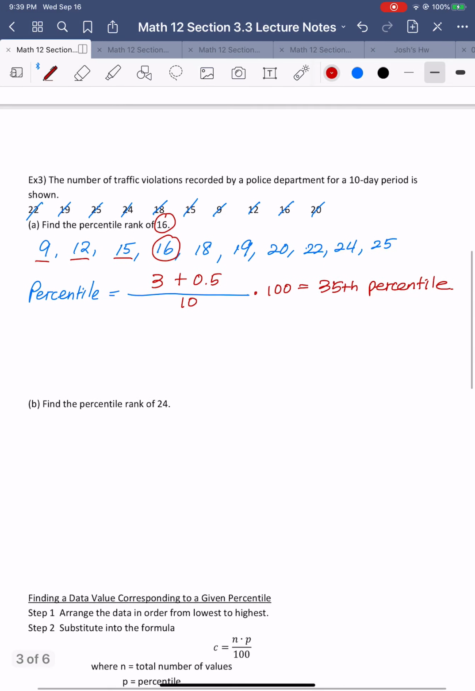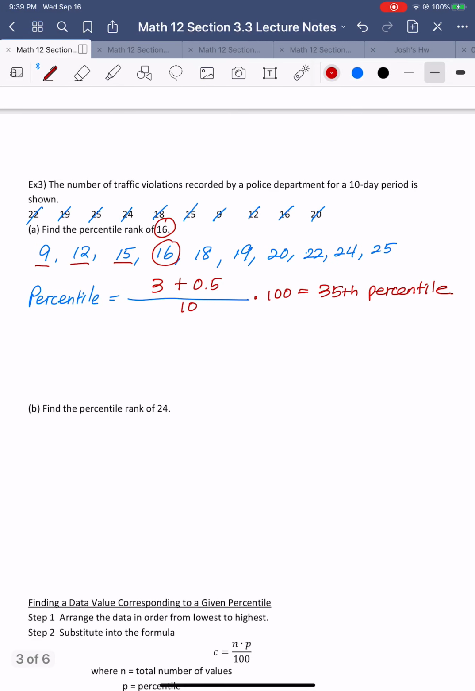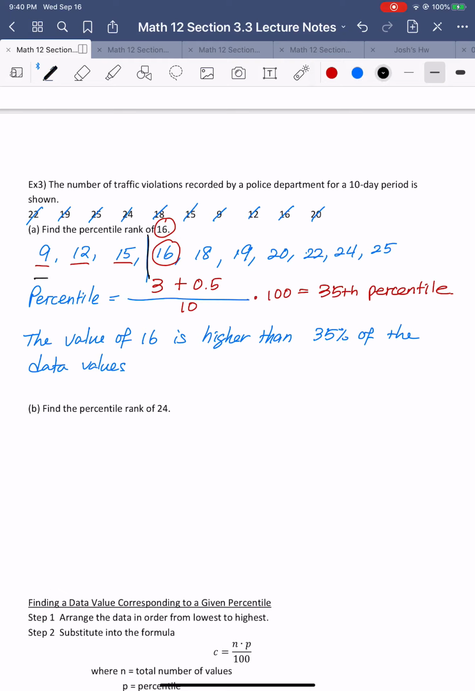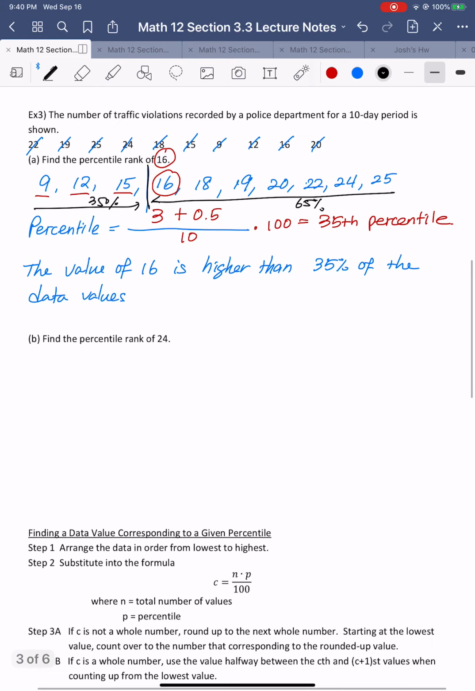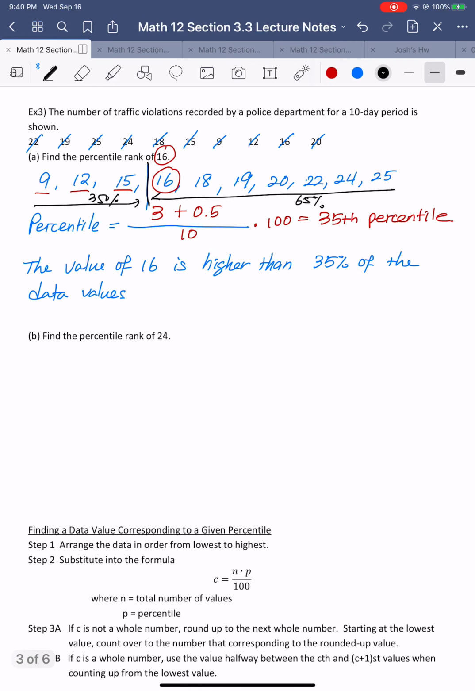Okay? Which means the value of 16 is higher than 35% of the data values, which means up to here. So up to here is 35%, and then from here to here is going to be 65%. So the 16 belongs to the top 65%.